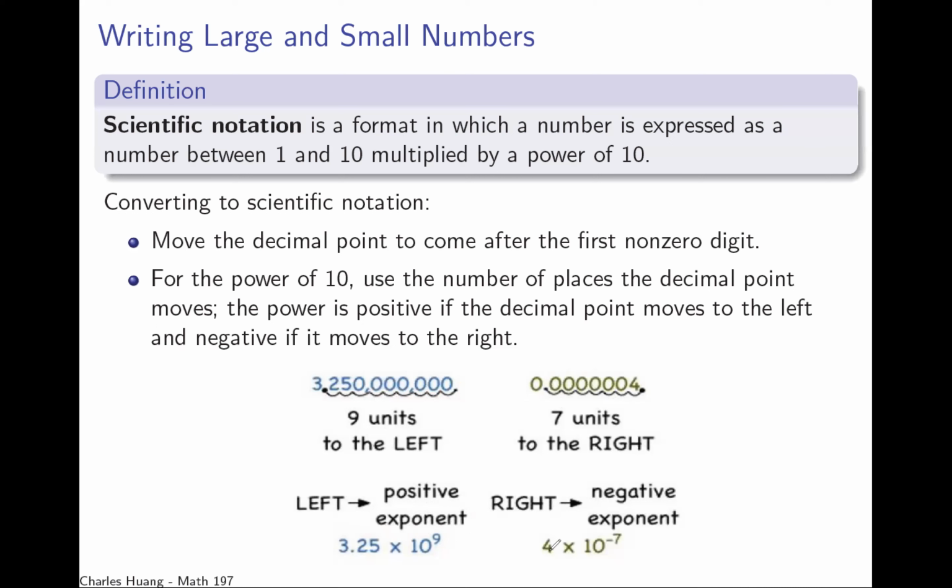In this second example on the right, we want the decimal place to come after the 4. So we want to move the decimal place from where it originally is, and we'll move it 1, 2, 3, 4, 5, 6, 7 different places. Because the number is smaller than 1, it starts with 0 point something. And because we move the decimal place to the right, this is a negative exponent with -7.